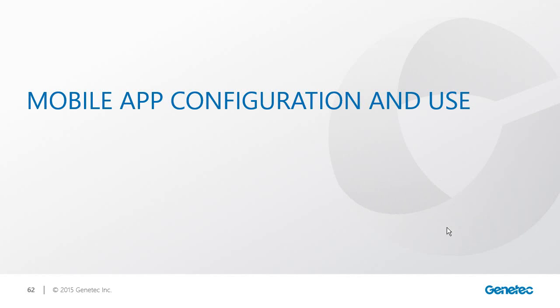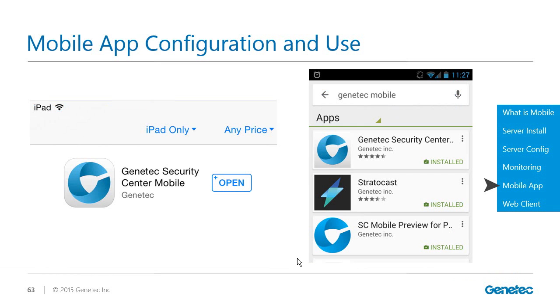Alright, so now that we have everything set up on the server and can monitor anything we need, let's move on to the mobile apps and see how we can set them up and use them. The app can be found on each device's app store by searching for Genetec or Security Center. For some devices, we have a preview version available at the moment, which only contains a subset of the features for now.